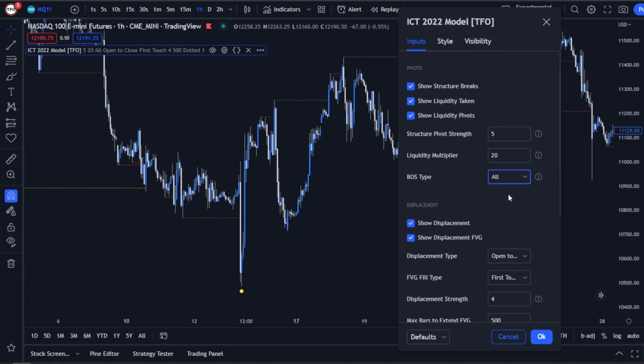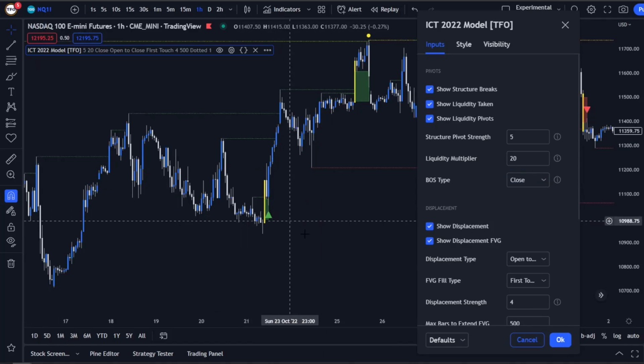If I turn on all right here, it essentially indicates a break of structure even if price just wicks through this previous swing high, and same right here and here. But if I put this back on close, then it will only consider breaks of structure where price closes through the previous pivot. Now for displacement, again, I mentioned that that was these yellow bars right here.